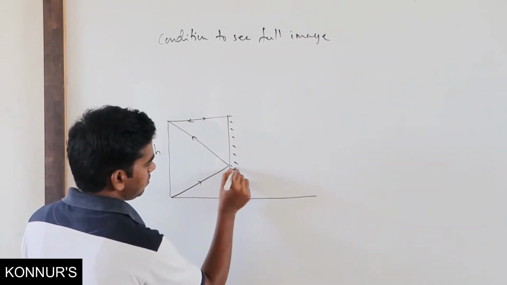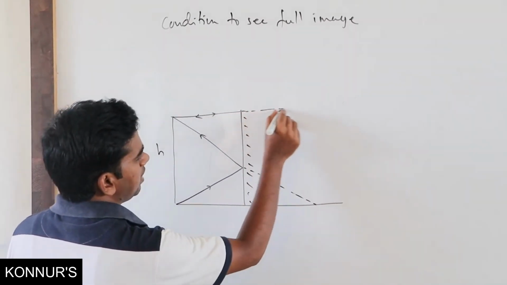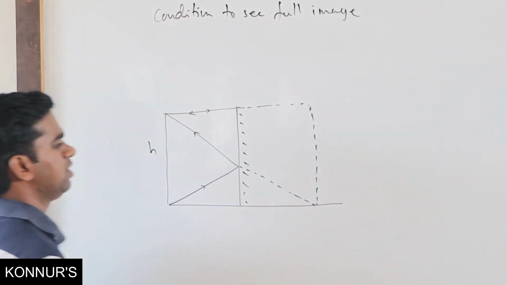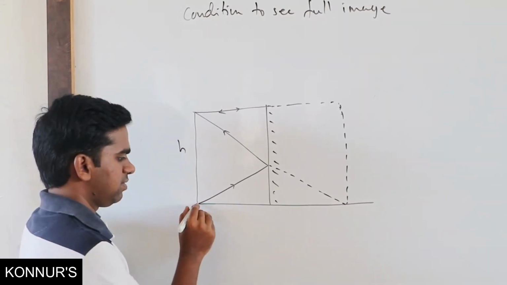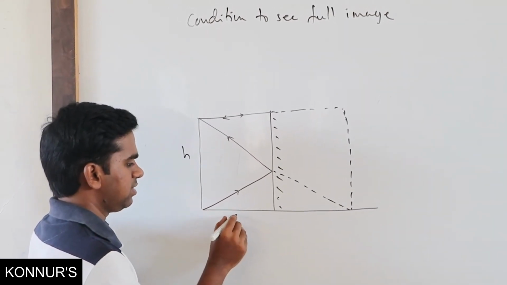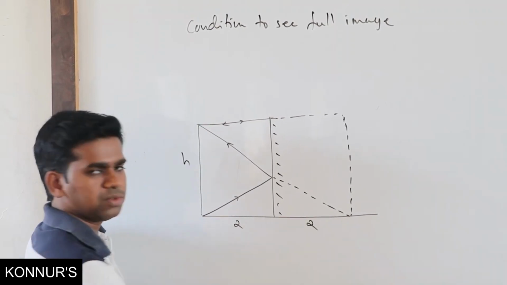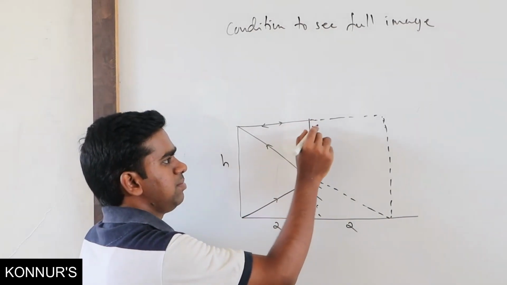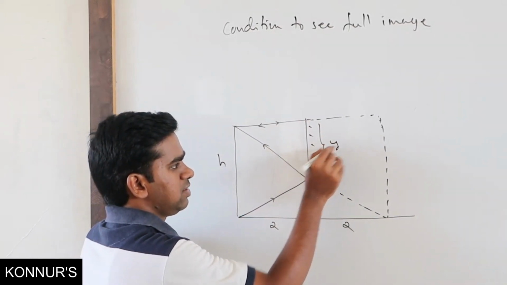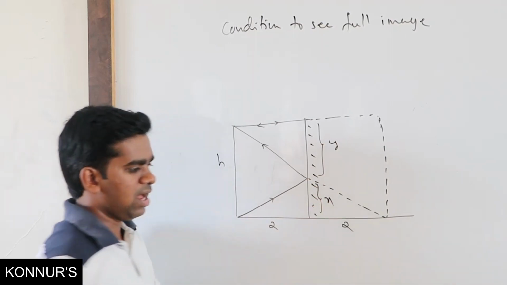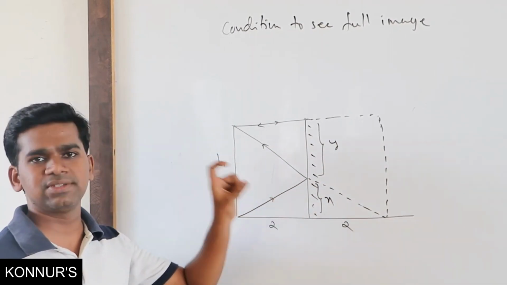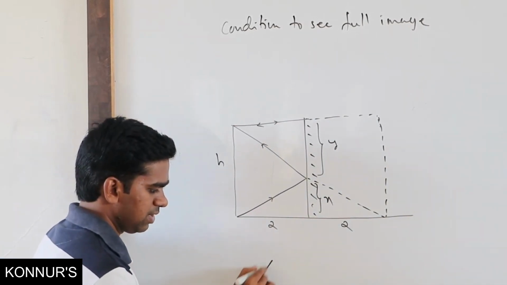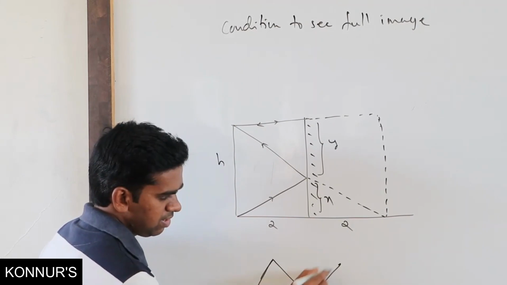So where will his image form? His image will form somewhere here. This is his image. Now, if this distance is, you can take it as 2 meter, the image is also going to be at 2 meter. Now we have to calculate the length of the mirror. This you can take as y, and this x is, above the ground, at what height you have to fix your mirror. These two, x and y, can be calculated with the help of the similar triangle concept.